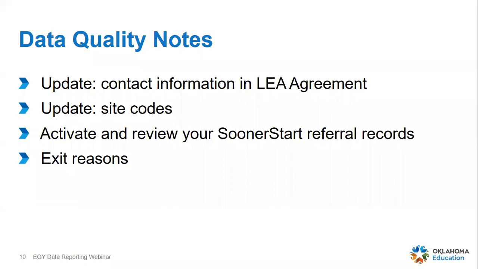Okay, so a few notes about data quality. Please, please, please update your contact information in the grants management system in the LEA agreement. We use that email address and that name as the primary contact for special education annually. If it's not up to date, you will not get critical information, emails, notifications, the district data profiles, or your determinations, because that is the official email that we use. So make sure that it is correct in the LEA agreement.